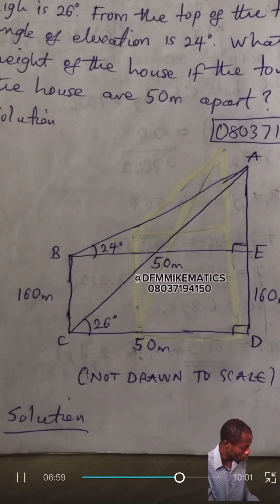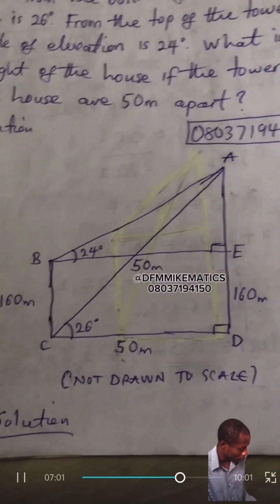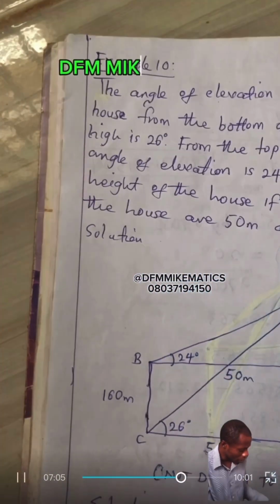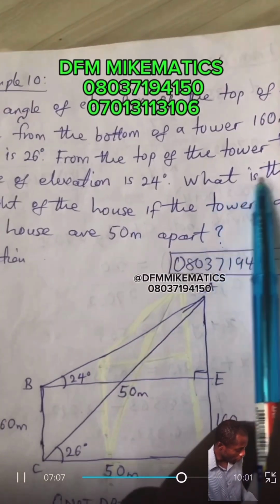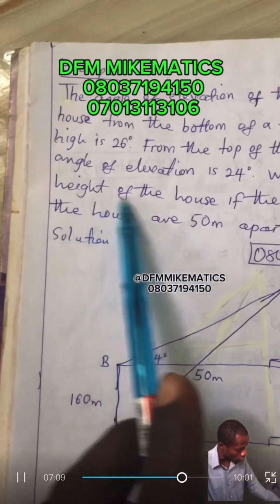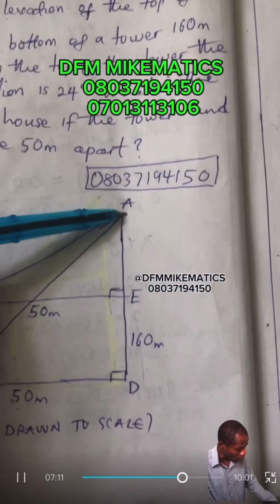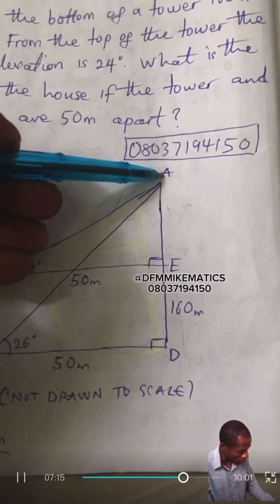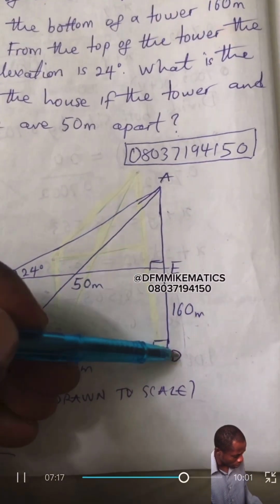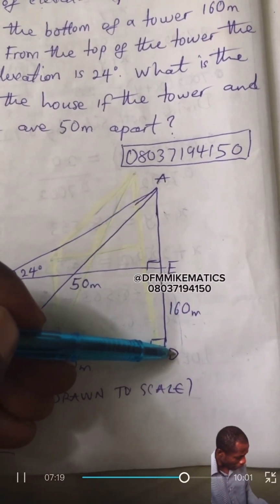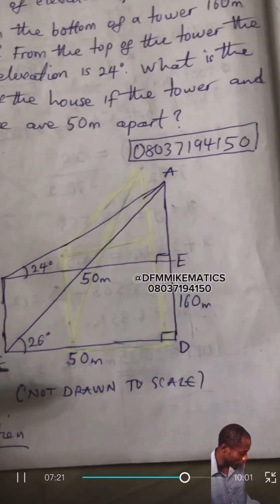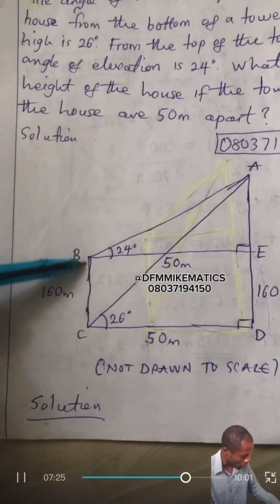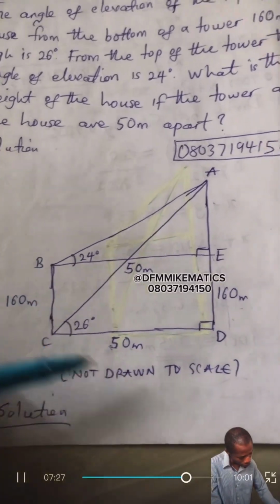The question says we should find the height of the house. Alright? So it's very simple. The height of the house is from A down to D. Part of the height of the house has been given, which is what? 160 meters from the height of the tower. So we just need to find this place, and it's very simple.